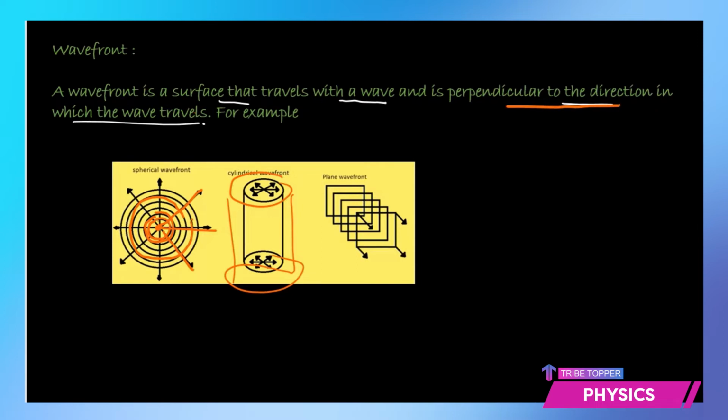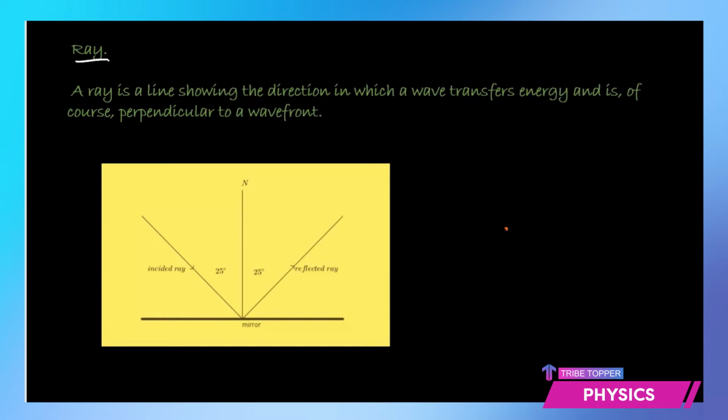This fact will be of importance when you have to draw the wavefronts in a ray diagram. Now, what is a ray? A ray is just a line which shows the direction in which a wave is transferring its energy. So a ray is a line showing the direction in which a wave transfers energy. And of course, it is perpendicular to the wavefront, as I already told you, because the wavefront is perpendicular to the direction of travel of the wave, and the ray is along the direction of travel of the wave.